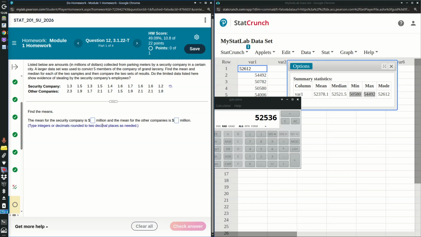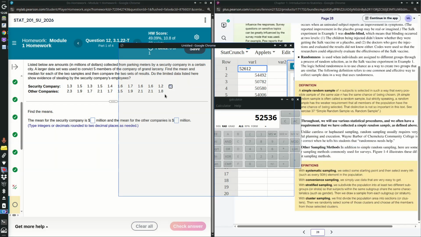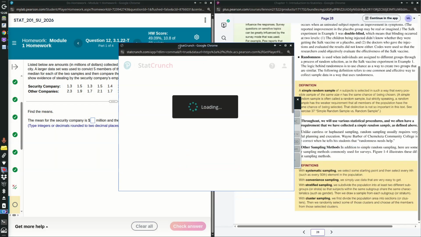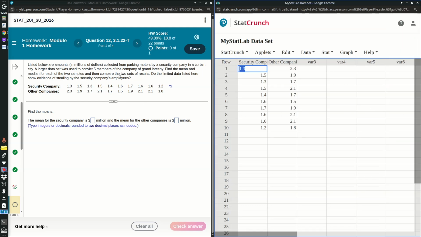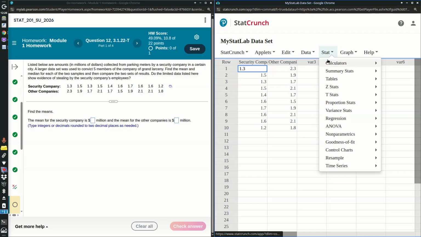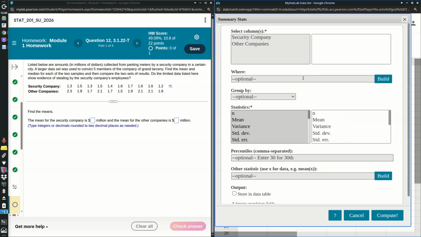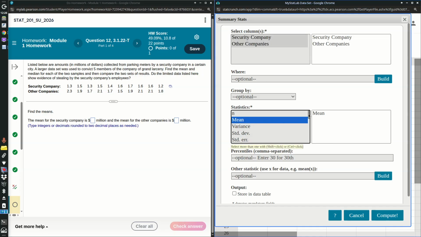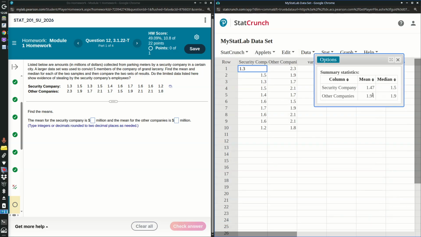Okay, on this one, we have two different populations, so we're going to open the data in StatCrunch and basically do two sample summaries. It asks about the mean and the median of each one. So we want to do summary by column, and we want to do each one. Let's see what happens if we select security company, other company, mean, median, and then compute. See if it gives us all four. Yeah, it does. So we've got the mean of the security and then the mean of the other companies.